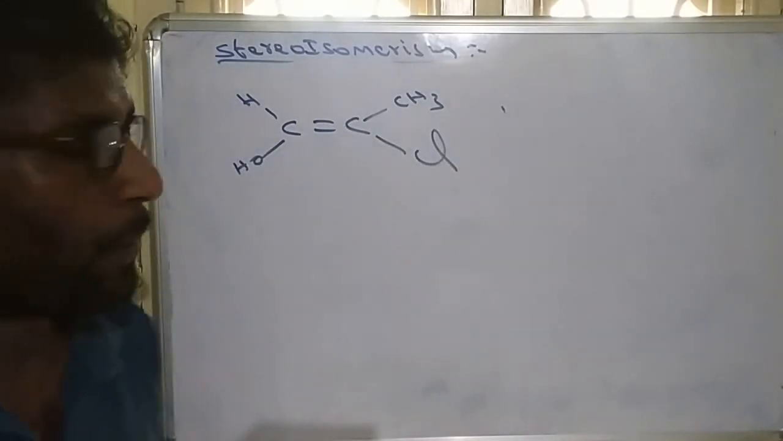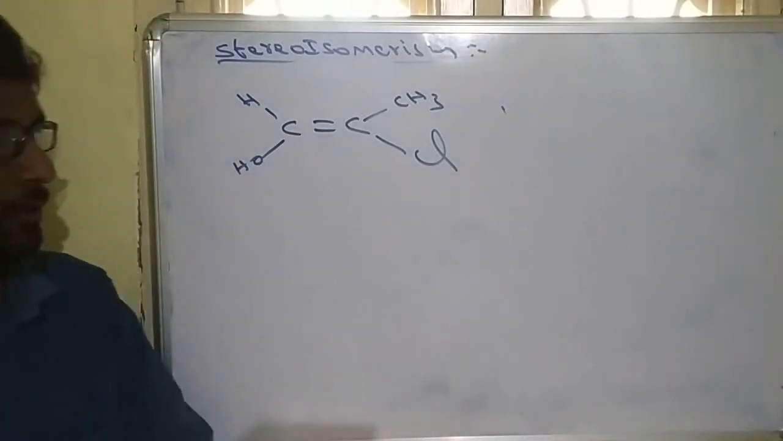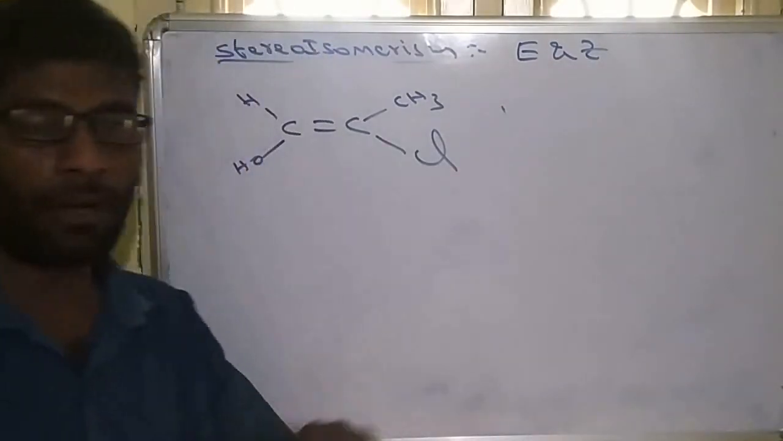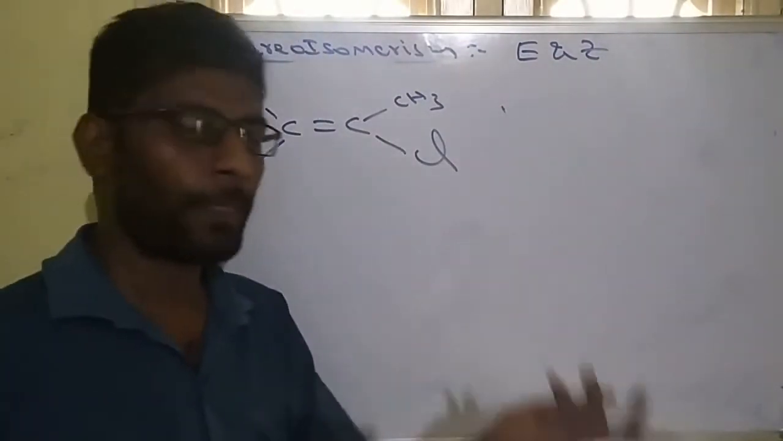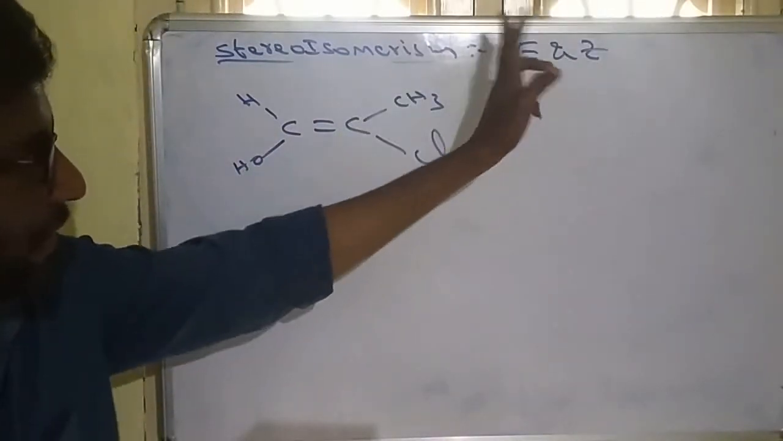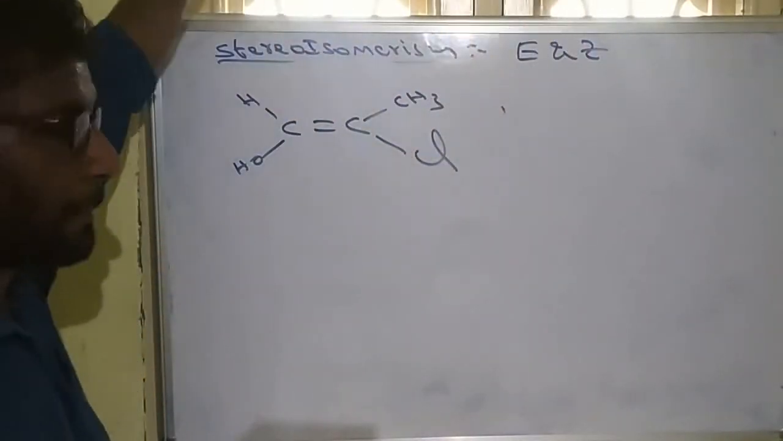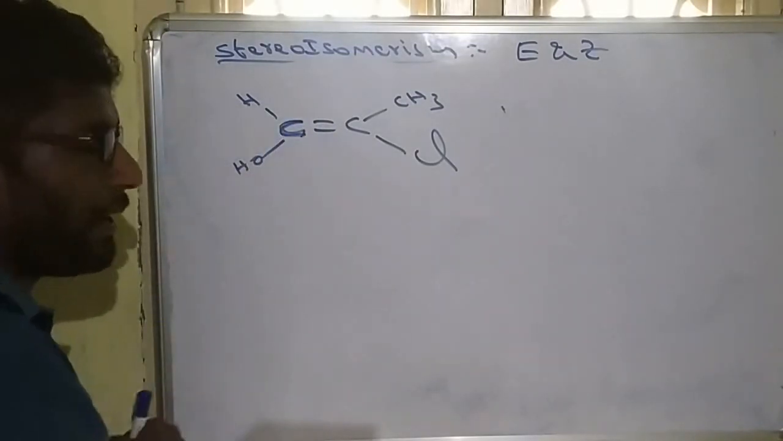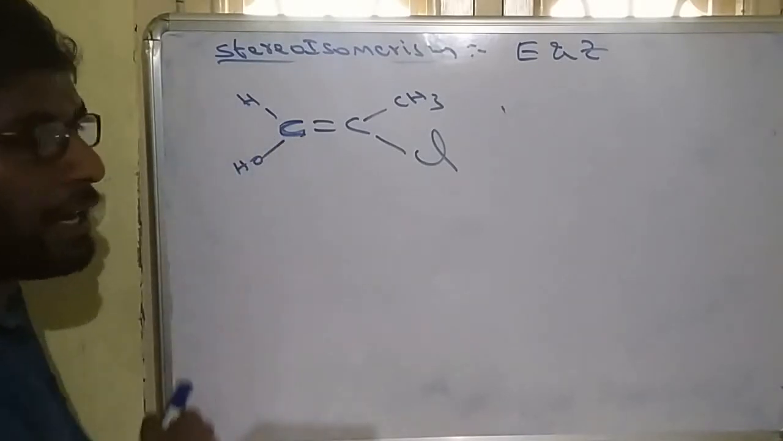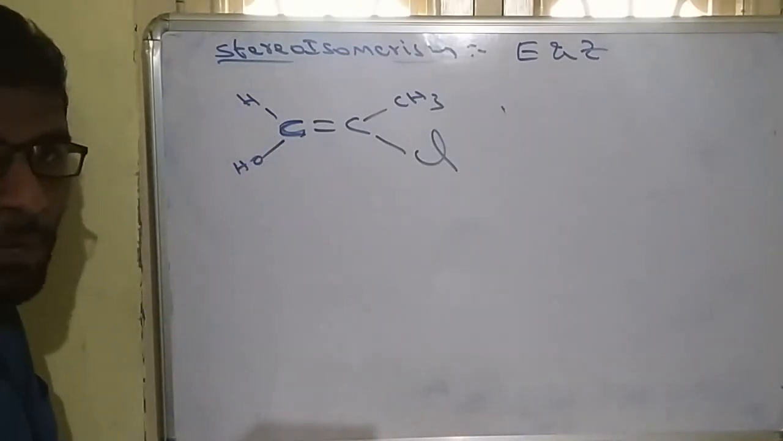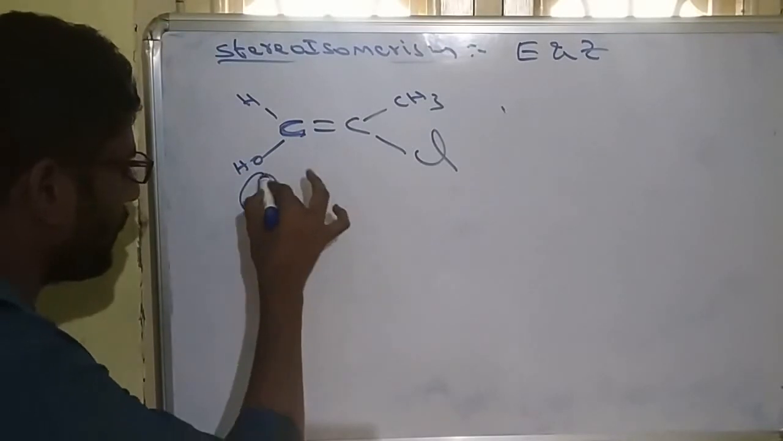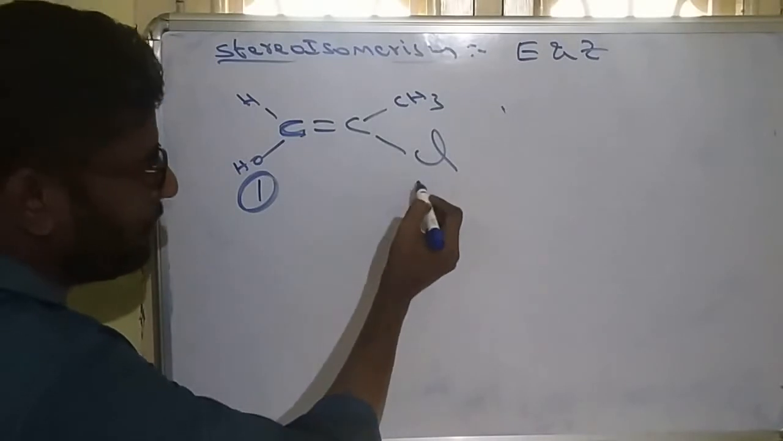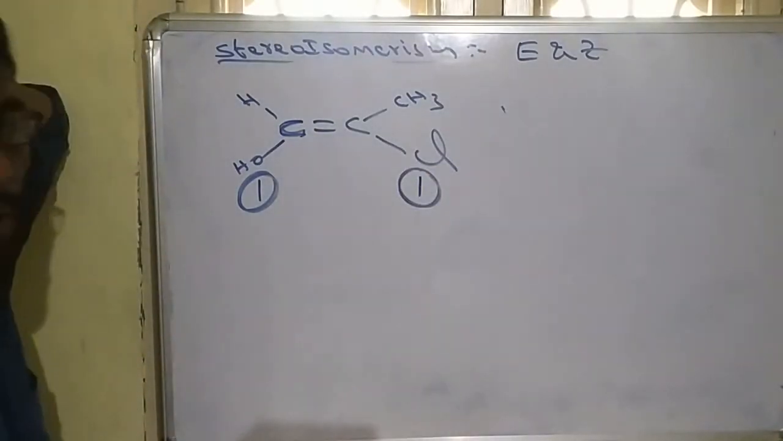All four are different. When all substituents are different, then we use the E-Z system. The E and Z system is used when all four are different. When similar ones are there, then we can directly use cis and trans. But when different substituents are there, we use the E and Z system. So what is the E and Z system? See this, on this carbon, one is hydrogen and one is OH. Which has the higher atomic number? Definitely oxygen has the higher atomic number. So the higher atomic number one we take as the high priority. On this carbon, it is CH3 and chlorine. Definitely chlorine is the high priority based on atomic number.